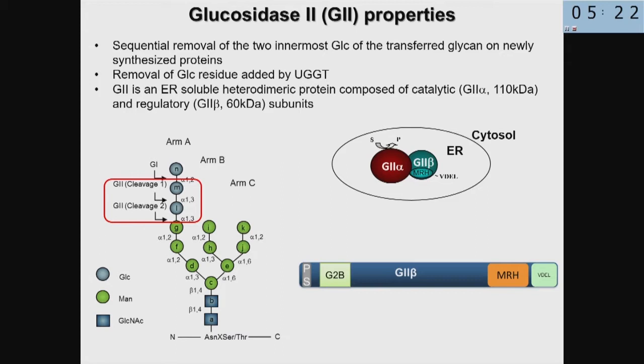Glucosidase 2. You see here you have the oligosaccharide. It has the 9 mannoses and the 3 glucoses. Glucosidase 2 removes the 2 internal glucoses.